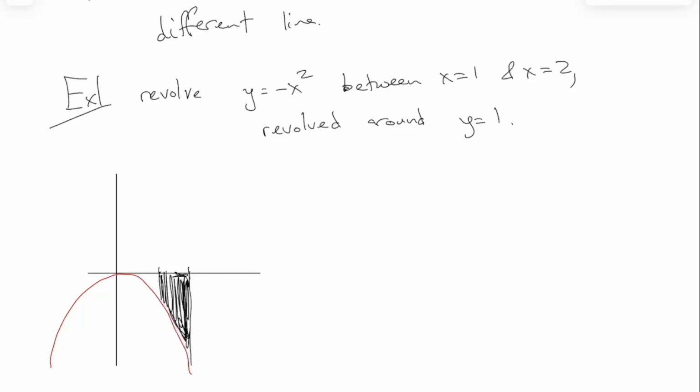And revolved around the line y equals 1. This is the tricky part. y equals 1 is up here, all right? And that's the axis around which I want you to rotate this thing. So what does it look like if you rotate this sort of vertically up here?